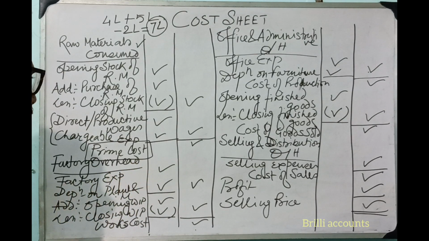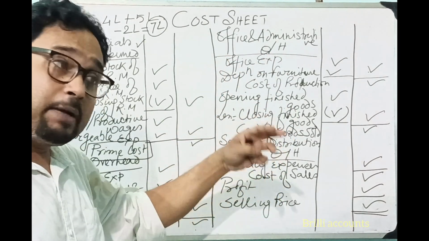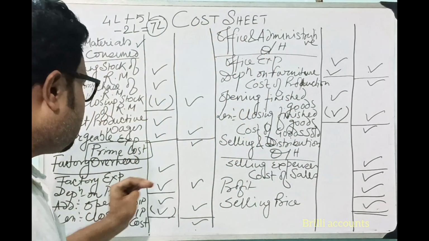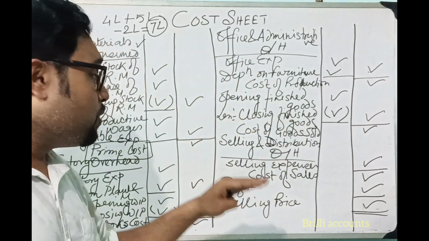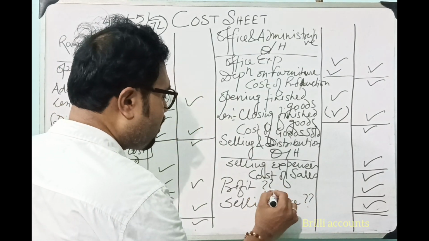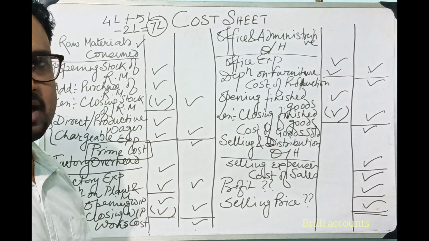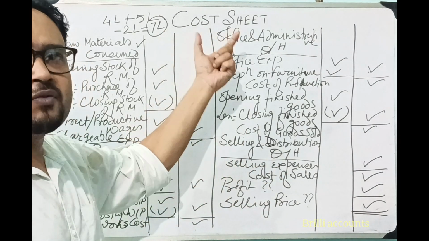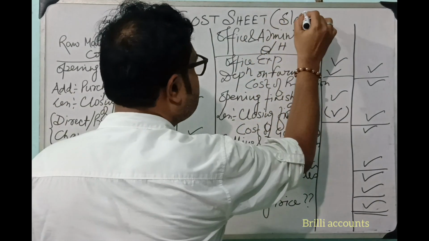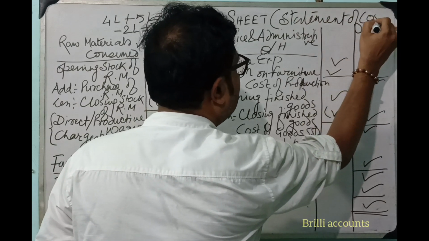Some of the elements are for the factory, some for the office, and some for selling. That means when it goes out of the organization for selling, we have to calculate each and every cost so that we can get the selling price and the amount of profit we can charge upon the cost. That is why we are making the table of cost allocation. That's why it is called a cost sheet. Remember, it is a statement of cost. We can write it like statement of cost as well.